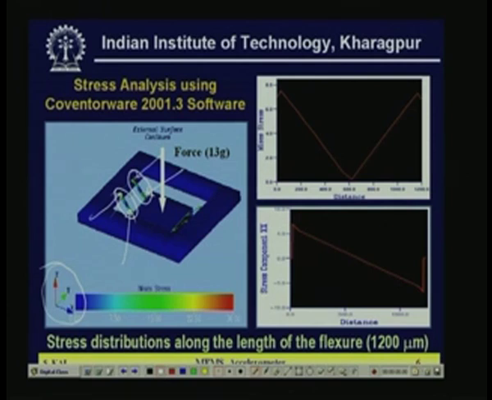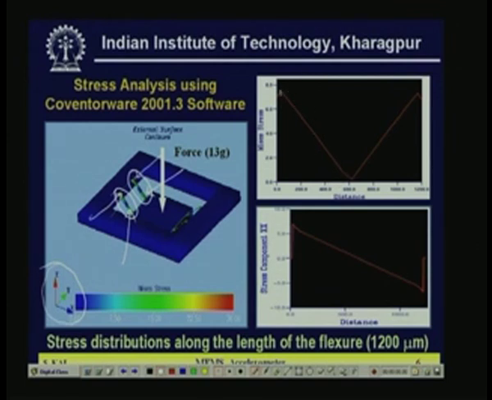The same thing is reflected in the right hand side diagram, where Mises stress is plotted across a distance. This analysis has been done using Coventer 2001.3 after meshing. Now here you can see that you can accurately locate the maximum stress region. This is important to choose the location where the sensitivity is maximum, and you are going to place the piezoresistance in that particular location.